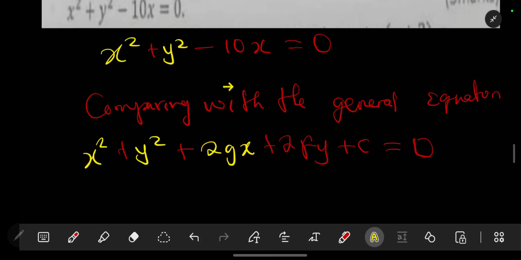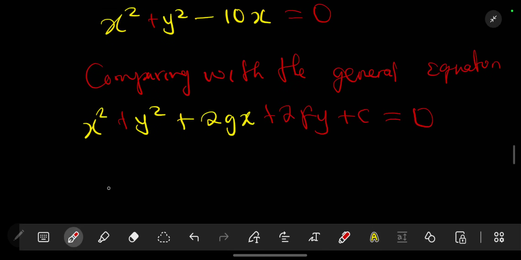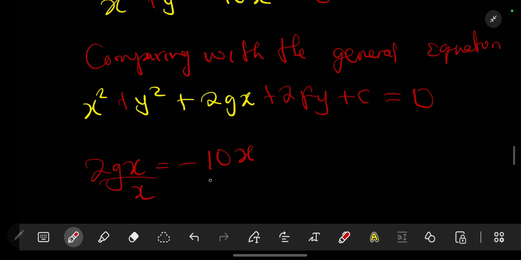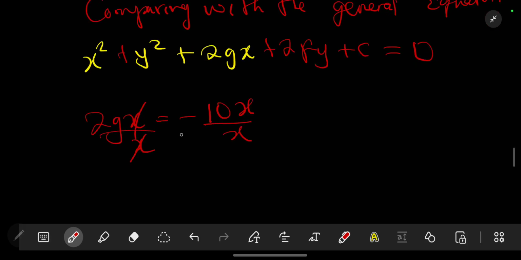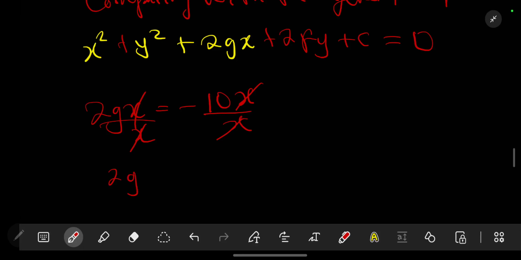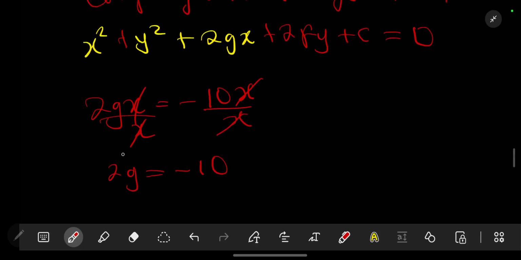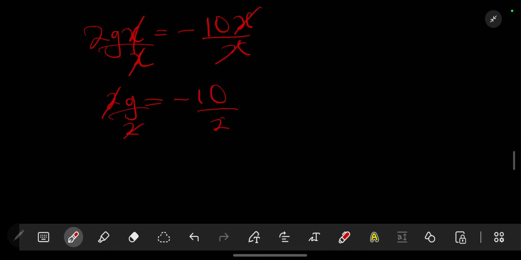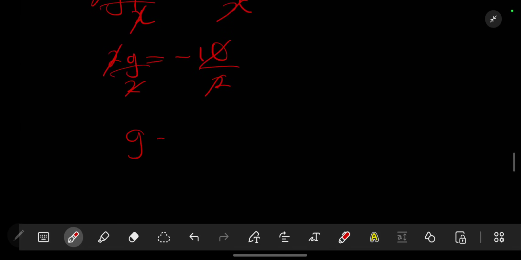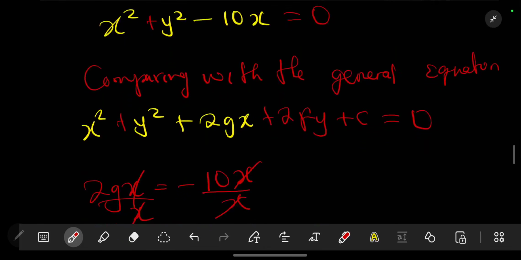So that means this one with x will be equal to this one. So this is what we are going to do. We have our 2gx, it should be equal to negative 10x like that. Then we divide by x, so that we have 2g equal to negative 10. We divide by 2, and we are going to get our value: g is equal to negative 5 like that. You are going to do the same for 2fy.